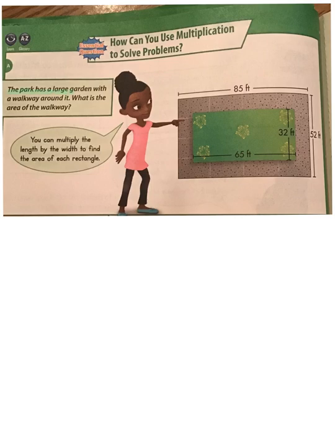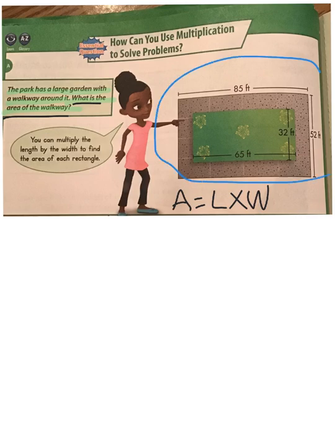The park has a large garden with a walkway around it. What is the area of the walkway? So we basically want to find out the area of the walkway. If we look at area, we know that area equals length times width. Our park is this whole thing around, and then the garden is this green patch in the middle. We want to find out the area around the garden, this area right here.